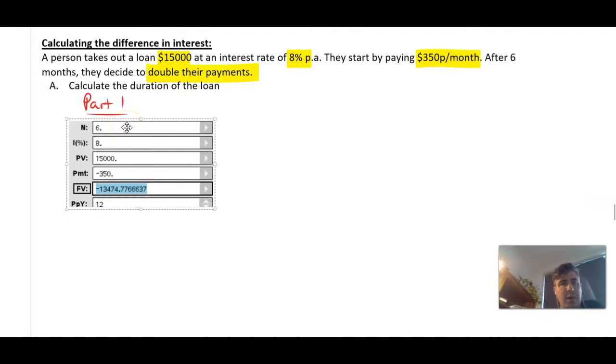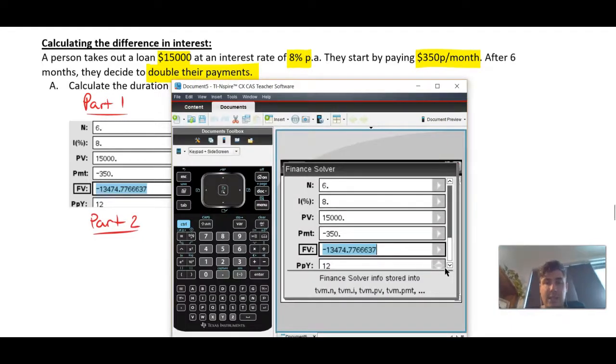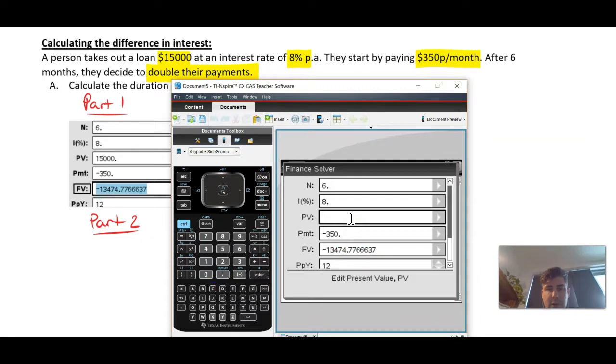Okay, now part 2, this is still to answer question A. Part 2 of the loan is the remaining period. Now we don't know how long that is, but we know that it's double the repayment. So instead it's going to be $700 per month. So we're going to go back to this now. We're going to copy the FV into the PV box because that's our starting amount for this second part of the loan. We're going to get rid of the negative sign because it's money that we still technically have. And we're going to put FV as 0 because we want to get that final future value to 0. And now we're going to use this to work out what N is with this new setup.